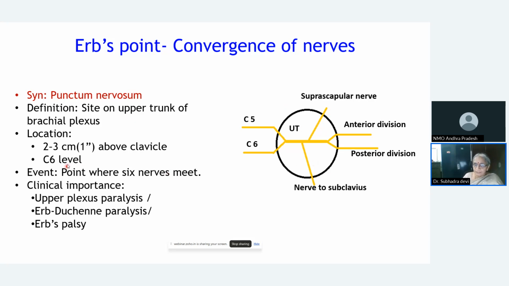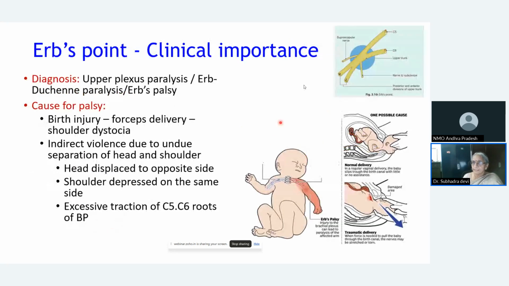And what is its location in relation with the clavicle? So 1 inch above the clavicle and at the level of C6 vertebral level. And it's also called Erb-Duchenne palsy, Erb's palsy, or upper plexus palsy. And what will be the cause for it? So birth injury, as in this case, forceps delivery can cause it, and indirect violence due to undue separation of head and shoulder. So you can see this is one possible cause.